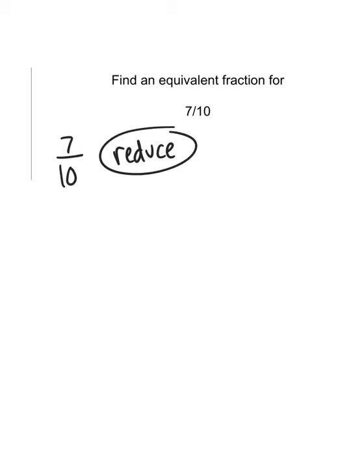Next, we're going to talk about equivalent fractions. Now, when you're thinking about an equivalent fraction for something like 7/10, 7 is a prime number, which means we won't be able to reduce this fraction to find an equivalent fraction. That's not an option for us. It's already reduced as far as it can go. So instead, we can look at the fraction and think of it as being 7 out of every group of 10.